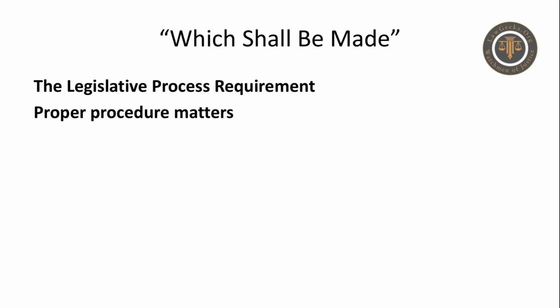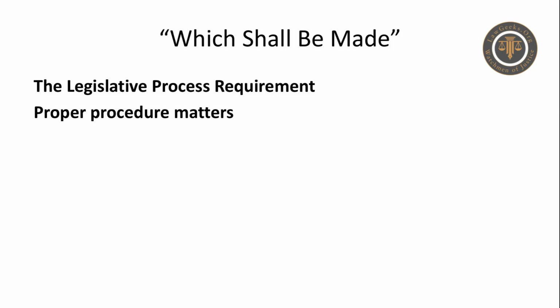The phrase "which shall be made" emphasizes that we're talking about laws that go through the proper legislative process. Federal laws must be made through the Article I constitutional process, passed by both the House and Senate, presented to the President, and either signed or passed over a veto. This isn't just a technicality, it's a fundamental protection. The legislative process includes deliberation, debate, voting, and public accountability.